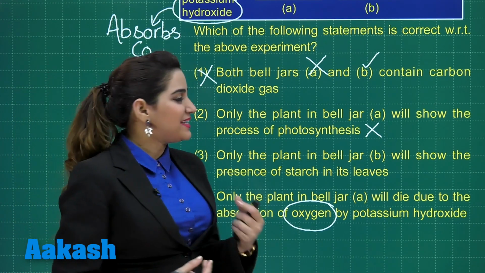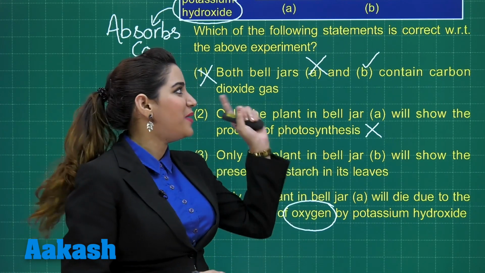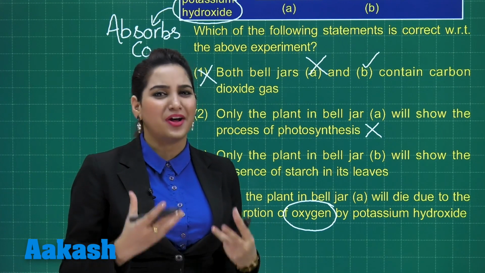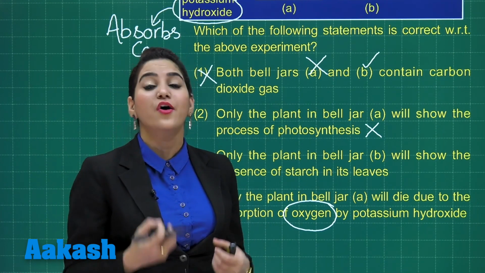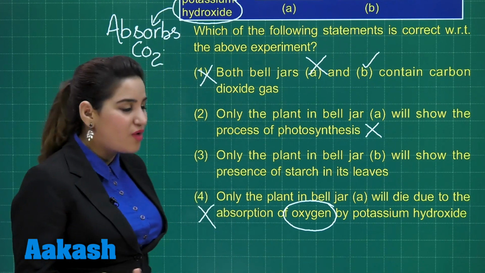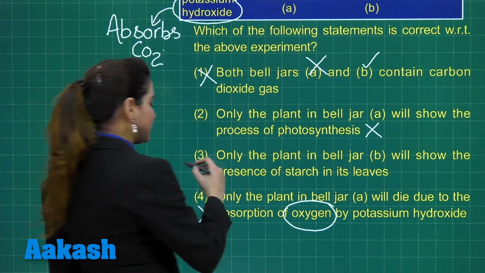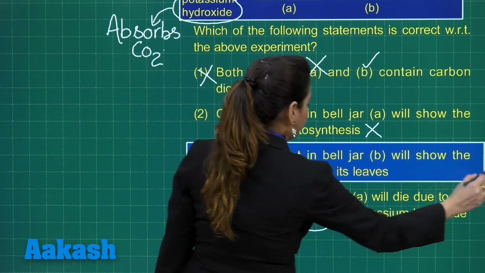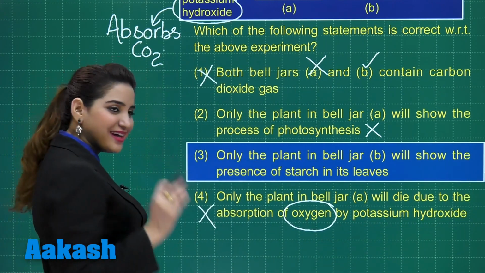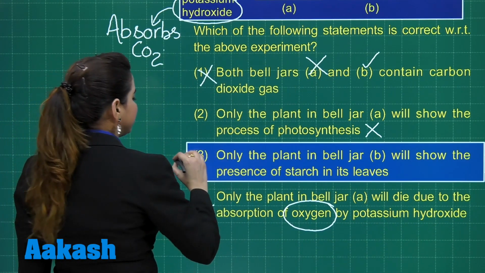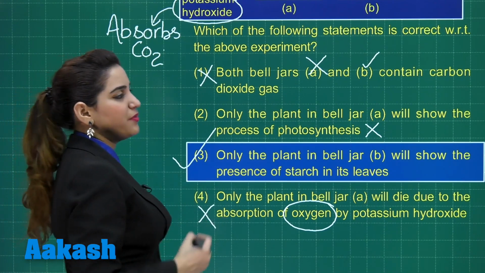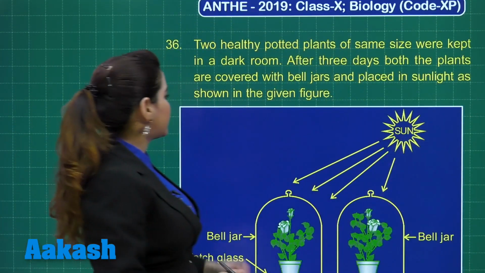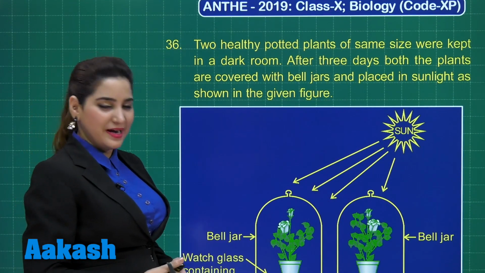So option 3 is the right choice because in bell jar B, CO2 is present, and CO2 is one of the raw materials, one of the substrates for photosynthesis, for the formation of sugars. So yes, students, this option 3 is right. Here in bell jar B, photosynthesis will occur and starch synthesis will be seen in the leaves. Yes, sugars will be formed in the leaves. This was all about this question. That was question number 36. Now let us take up our next question here.